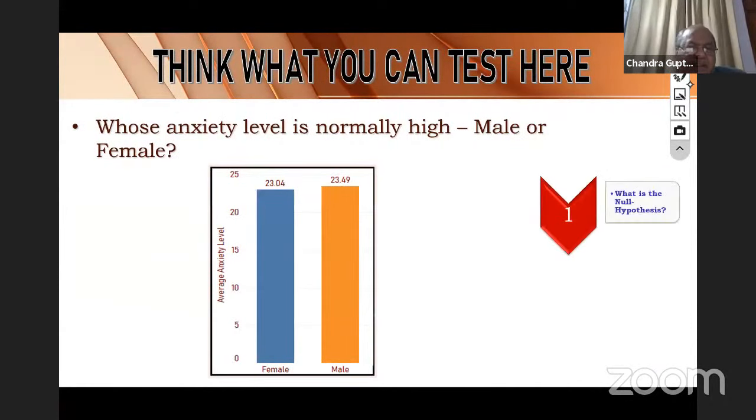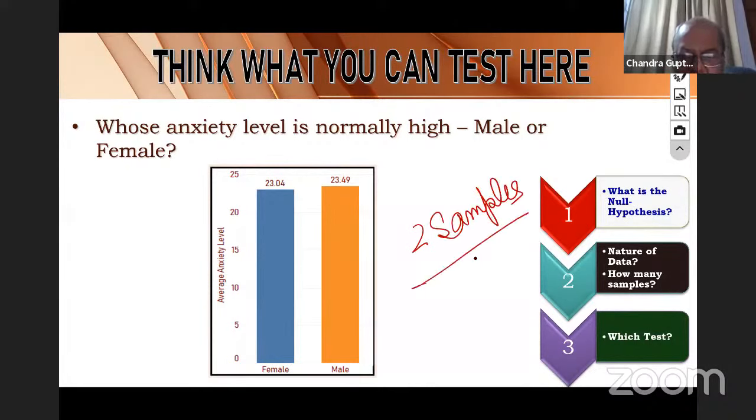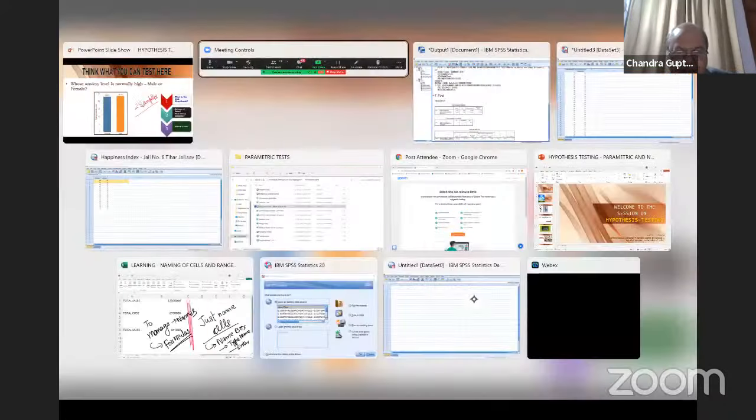Whose anxiety level is normally high, male or female? Which test do we have to use? Kavita, please come out. Charu, Madhu. Madhu, I am not asking whether male or female will be higher, the data will tell that. Tell me which test will be used. Male, female, two samples, right? Related, unrelated. Independent sample t-test. Yes, Jigisha, absolutely right.